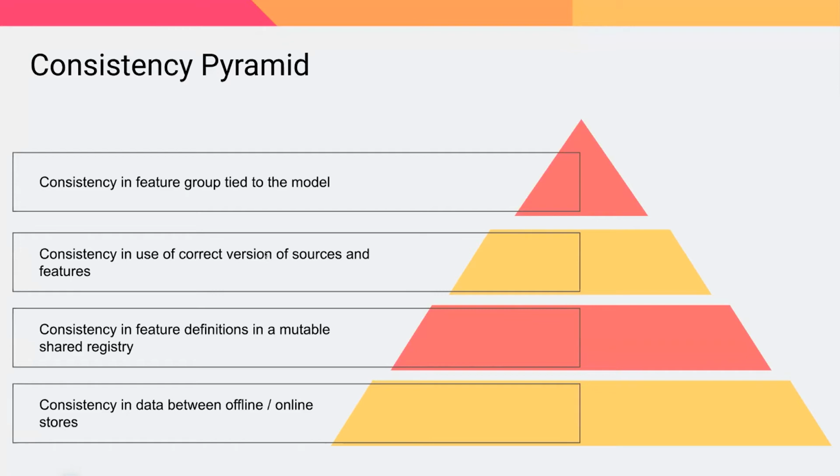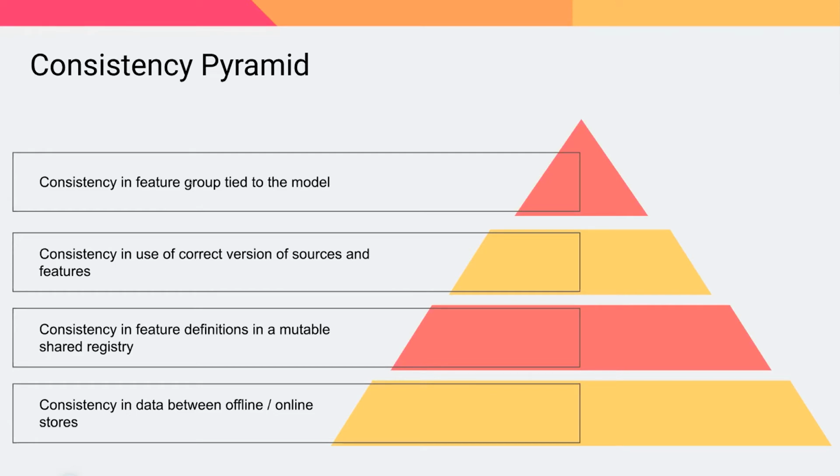The third layer is consistency in use of correct versions of sources and features. Versioning is a really important thing in the ML space. There can be a bunch of different feature versions, a bunch of versions for different pipelines. And how do we minimize the chance of human error when they choose their features to use, when they retrain things, when they reuse and revisit certain feature sets? So that's for that layer.